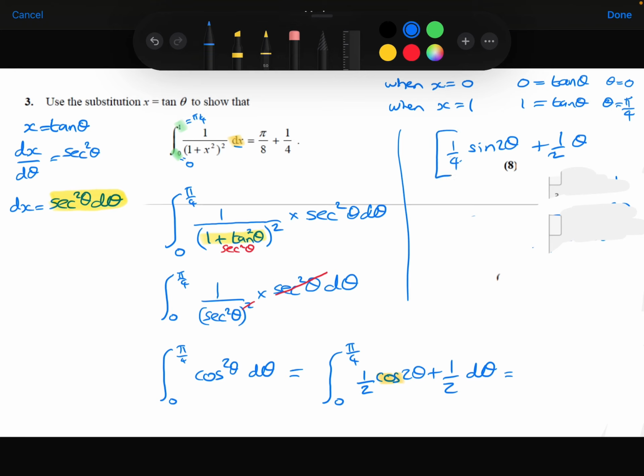We now need to look at the limits, which remember are pi/4 and 0. So substitute the pi/4 in first, so we get 1/4 of sine of 2 times pi/4 plus 1/2 times pi/4. Now substituting the 0 in, so 1/4 of sine 0 plus 1/2 times 0.